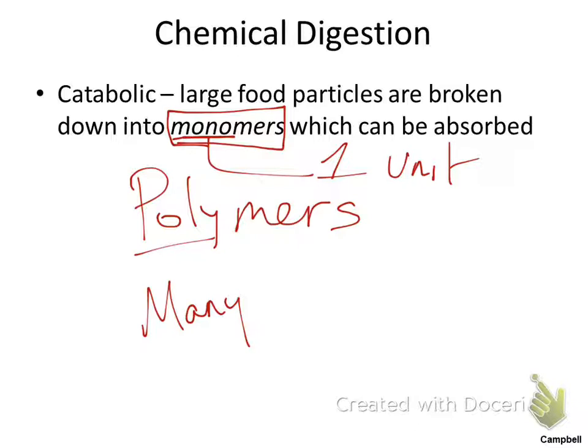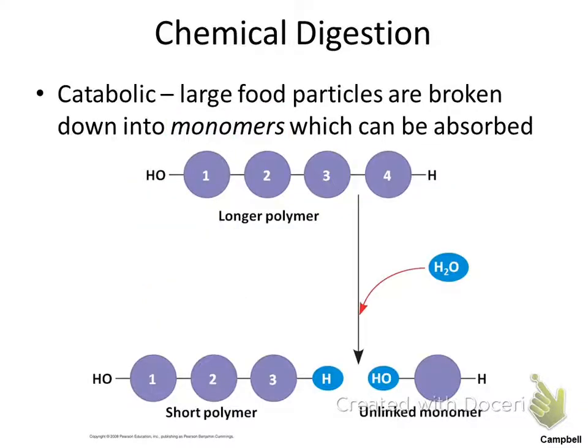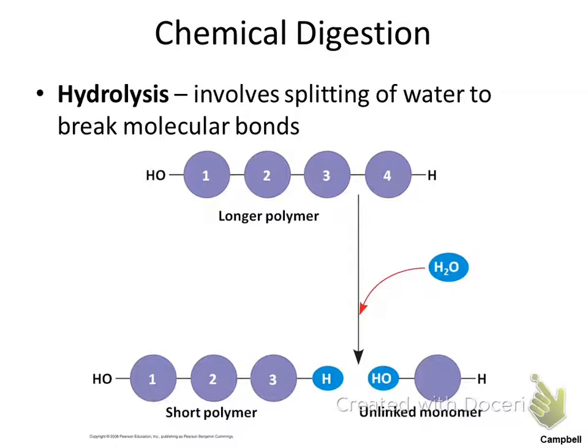And remember why this needs to happen. Because the body cells can't take in these large polymers. We have to break them down to the monomers because those are small enough to pass through the cells. We could also classify these kinds of reactions as hydrolytic or hydrolysis reactions.